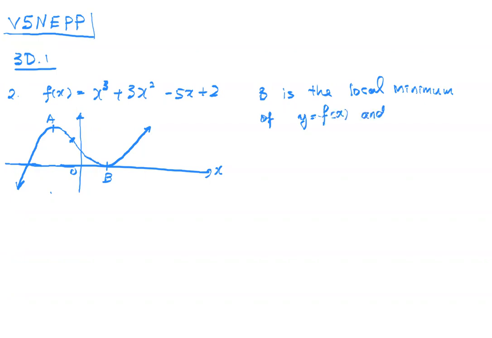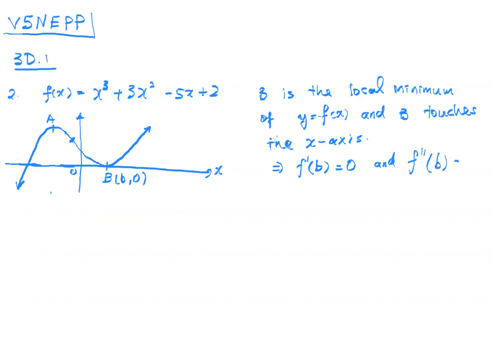And B touches the x-axis. So if you see a situation like that for a graph, you can straight away conclude f prime, okay, can I just name this coordinate as B, 0? f prime B will be equal to 0 and f double prime B is also equal to 0.